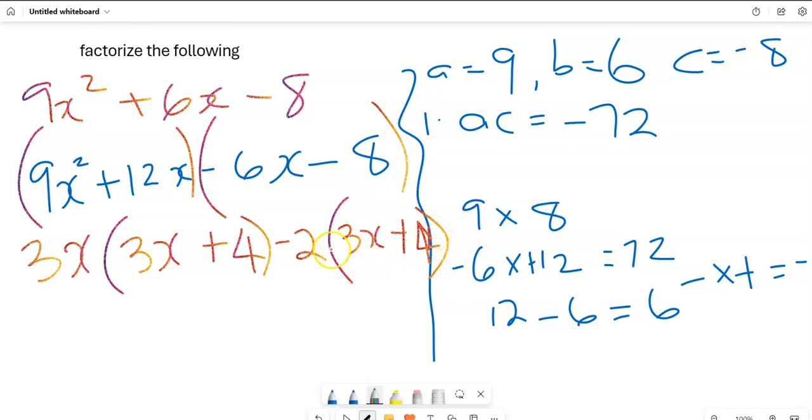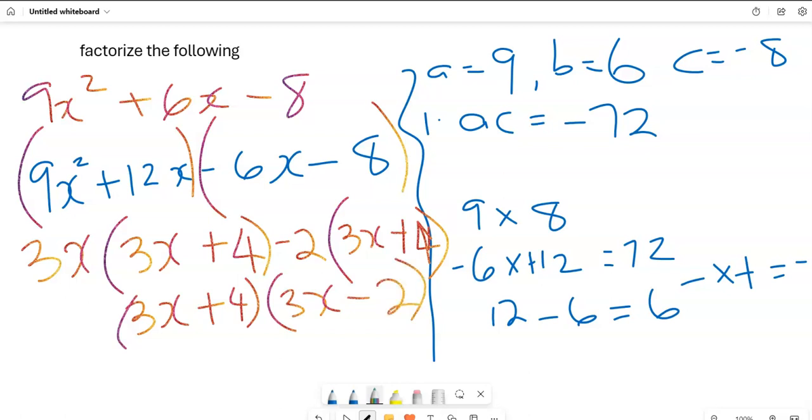And that is, of course, for this step. Then we factorize again. 3x plus 4 is on both sides. So we write that down one time. And our next bracket will have what was outside. So 3x minus 2. And we have factorized. What can make these questions complicated is if you know your timetable or not. All the best.